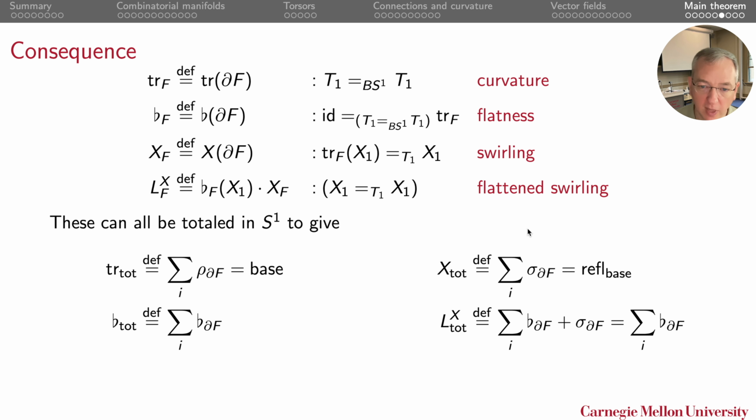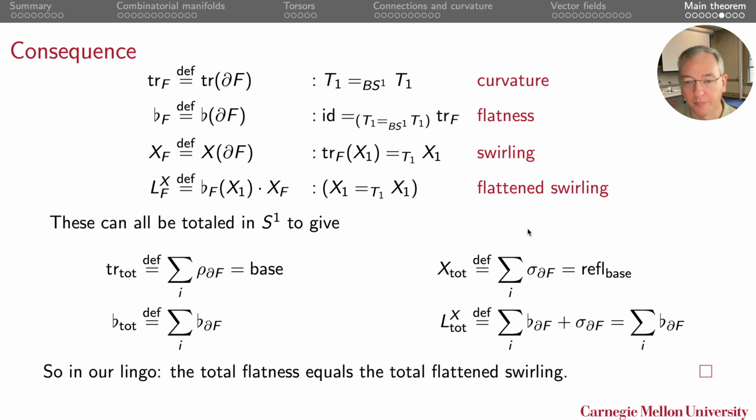And then we have the total flatness and the total flattened swirling. Remember the flattened swirling is the flatness structure plus the swirling. So it's a sum over faces of the flatness plus the swirling. Everything's commutative, so we can reorganize and sum over the sigmas, which we know cancel. And what remains is the sum of the flatnesses. So there we see it, the bottom left, bottom right, that the total flatness structure is the total flattened swirling. That's how we say it in our lingo. The total flatness equals the total flattened swirling. And that's our main result.